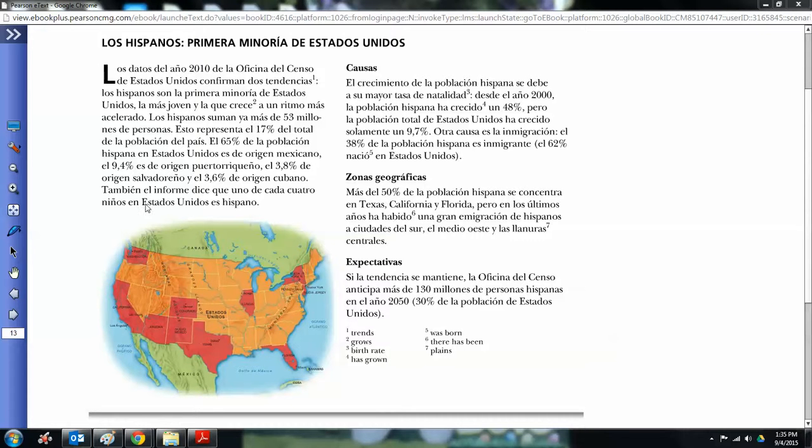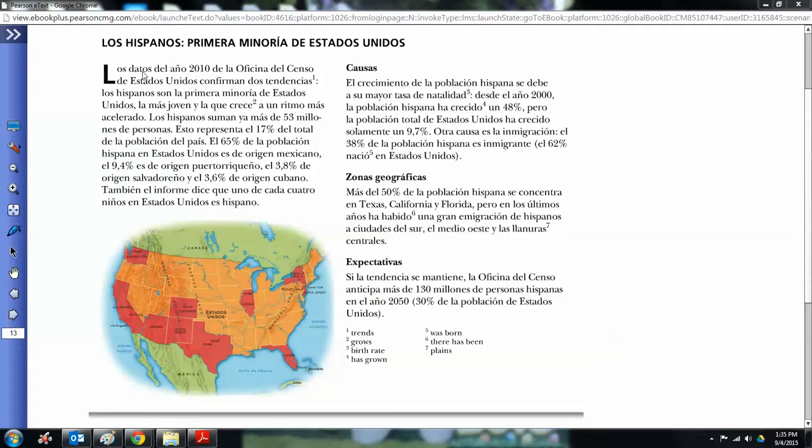And then to help you better understand what to expect in your reading, you can also look at the subtitles. Causas, zonas geográficas, expectativas. So then you've got causas, which looks like causes. So maybe this is the cause of why Hispanics have become the first minority in the United States. Zonas geográficas, maybe you're talking about the geographic zones where you might find the heaviest concentration of Hispanics. And expectativas, what do you expect to happen in the future?